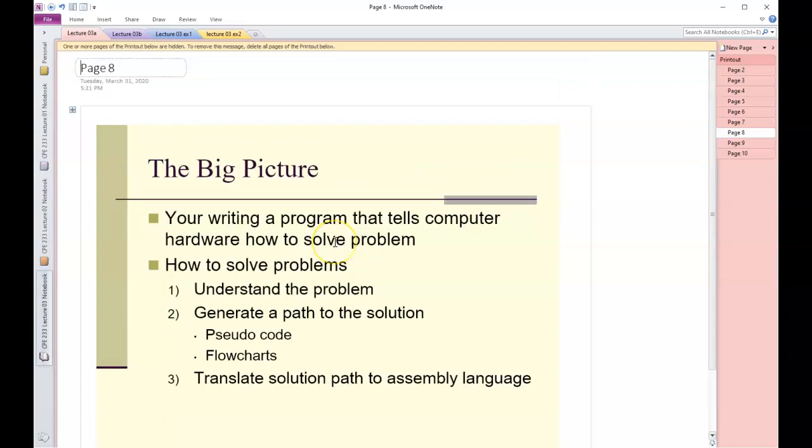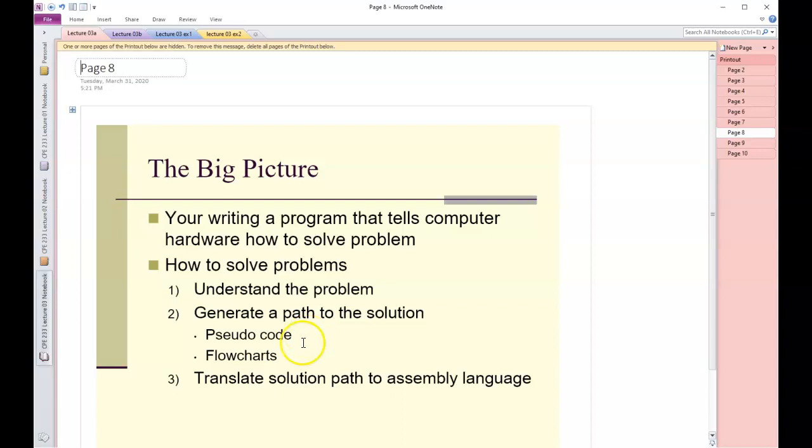So the big picture here, you're going to write a program. Why are you writing a program? Well, for one reason, essentially to solve a problem. To solve that problem, I'm trying to put this into boxes here. You need to understand the problem. Then you need to generate some type of solution, and then you're going to translate that solution to assembly language. The two ways to generate a path to the solution are writing pseudocode and flowcharts.